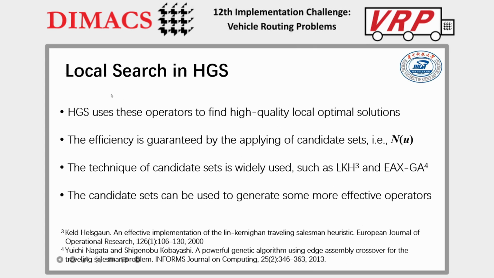Now let me summarize the local search operators in HGS. HGS uses these operators to find high-quality local optimal solutions. The efficiency is guaranteed by the application of candidate sets, that is, NU. The technique of candidate sets is actually widely used, such as in LKH and EXJ. And we think that the candidate sets can be used to generate some more effective operators.